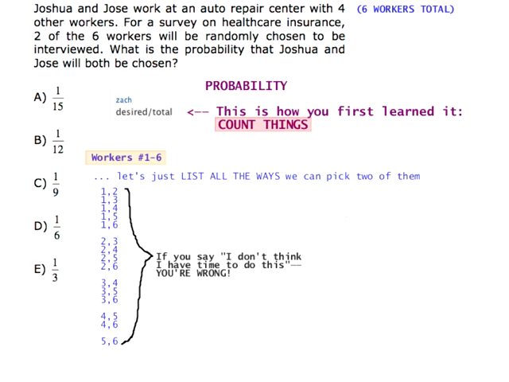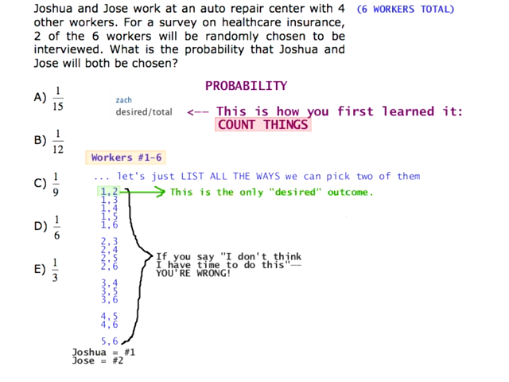And now let's just say that Joshua happens to be worker number 1, and Jose happens to be worker number 2. So the probability that both of them will be chosen is just that one possibility. This is the only instance in which both of them are chosen. So in other words, in terms of our desired and our total, this is the only desired outcome in the list.